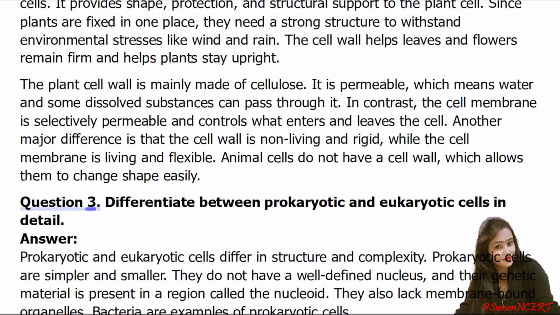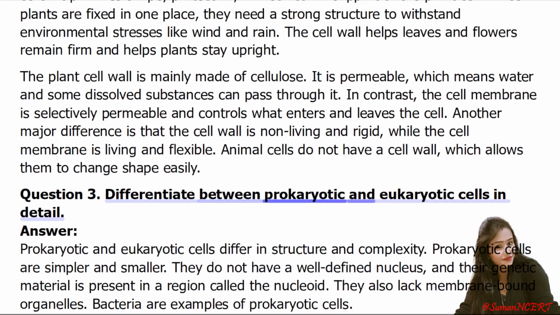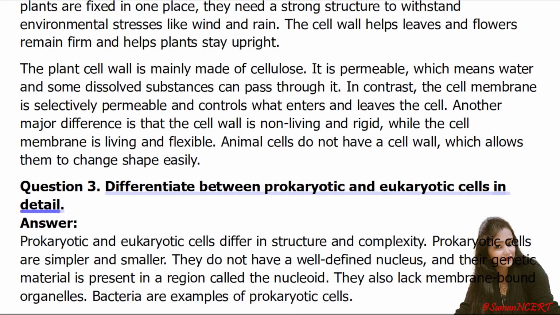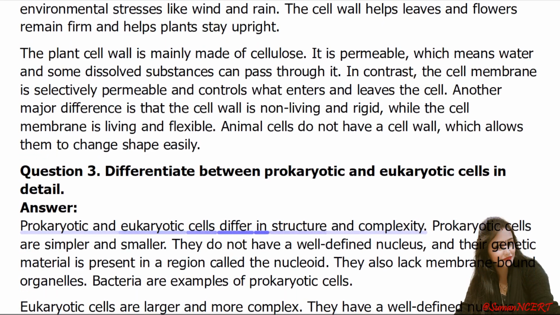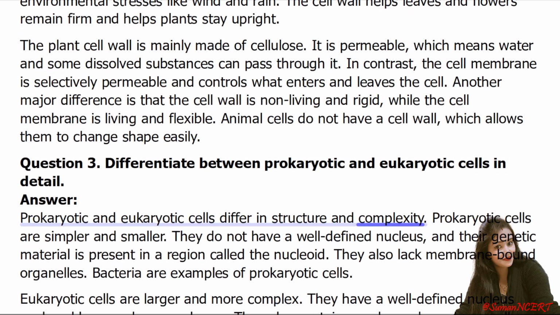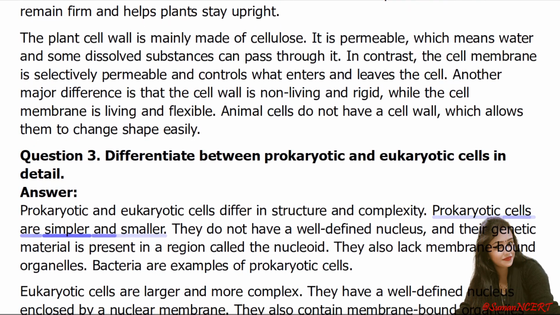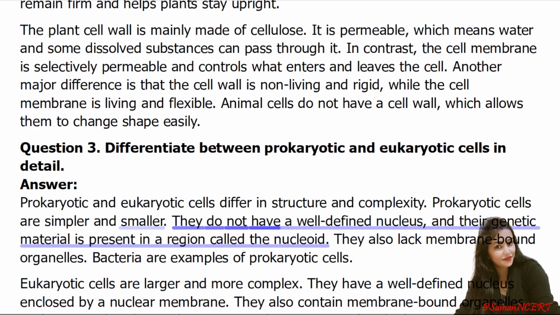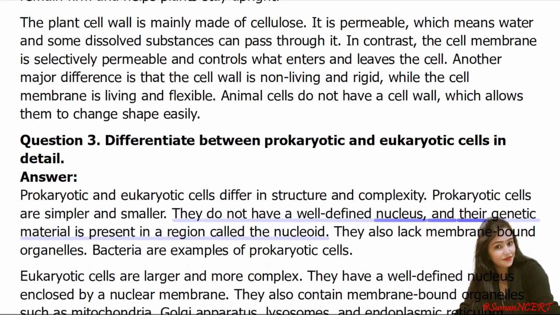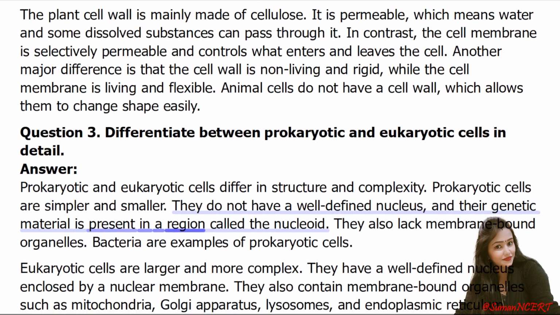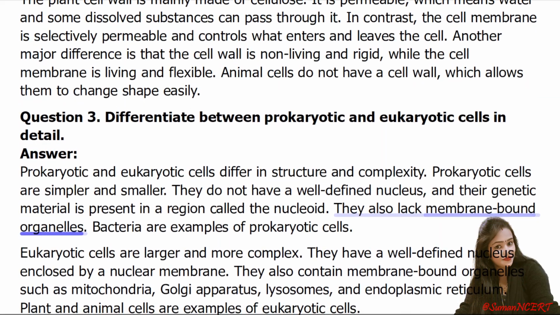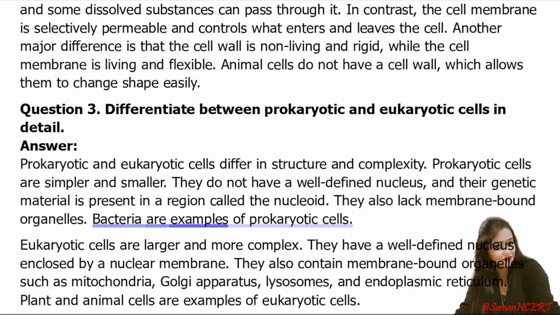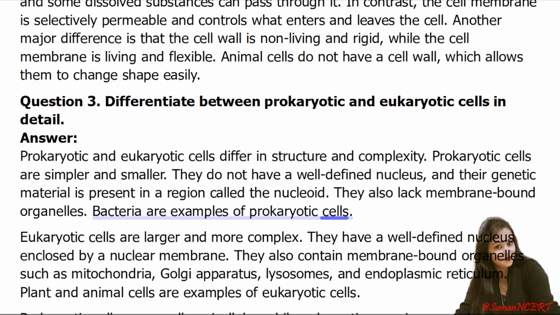Question 3. Differentiate between prokaryotic and eukaryotic cells in detail. Answer. Prokaryotic and eukaryotic cells differ in structure and complexity. Prokaryotic cells are simpler and smaller. They do not have a well-defined nucleus, and their genetic material is present in a region called the nucleoid. They also lack membrane-bound organelles. Bacteria are examples of prokaryotic cells.